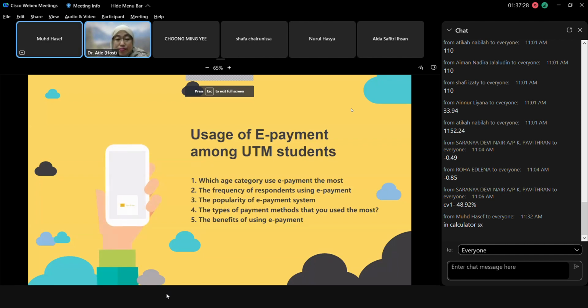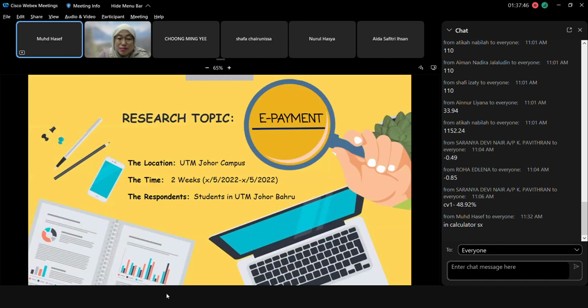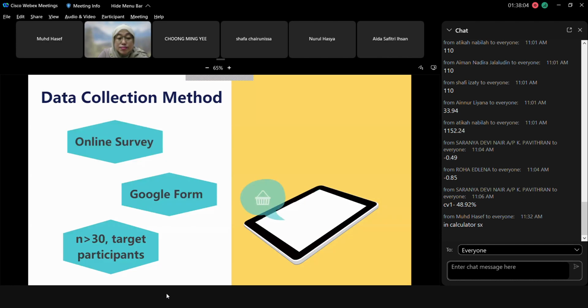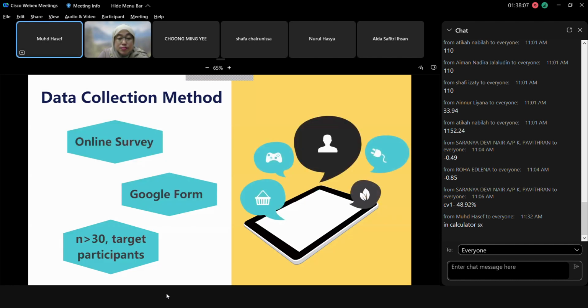The first research question is which age category uses e-payment the most, the frequency of respondents using e-payment, popularity, types of payment because we have lots of e-payment methods, and finally the benefits of using e-payment. The location is we are targeting UTM Johor campus. We're doing it for 2 weeks, but we did not decide on the specific time yet because the doctor advised us to hold on first. The main respondents will be students studying in UTM Johor Bahru. The data collection method is online survey. We will be using Google Form, and our target participants are more than 30 people.